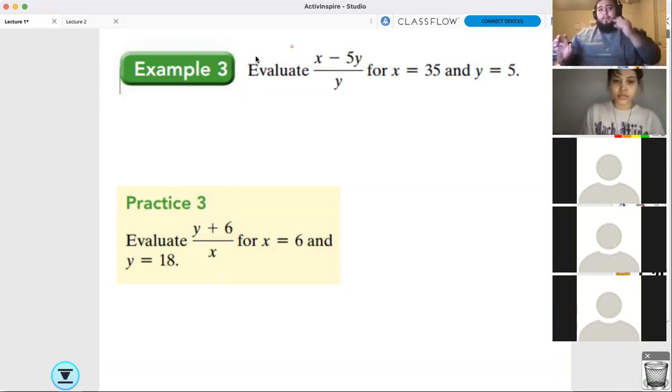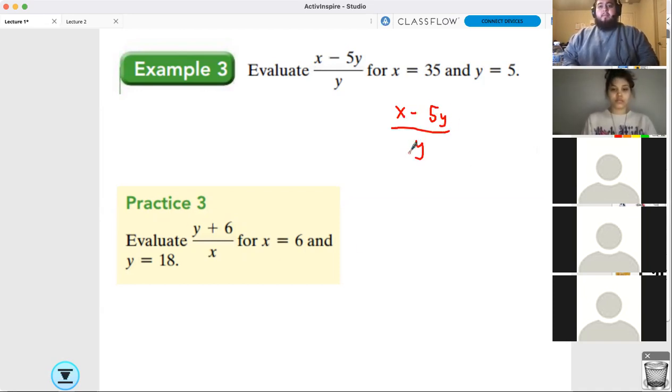All right, guys, we're on example 3. Notice how the expression gets a little bit more complex, right? We have x minus 5y over y for x equals 35 and y equals 5. So first things first, rewrite the problem: x minus 5y over y. Next, we plug in the new numbers we have. Instead of x, I'm going to write 35. Instead of y, I'm going to write 5.